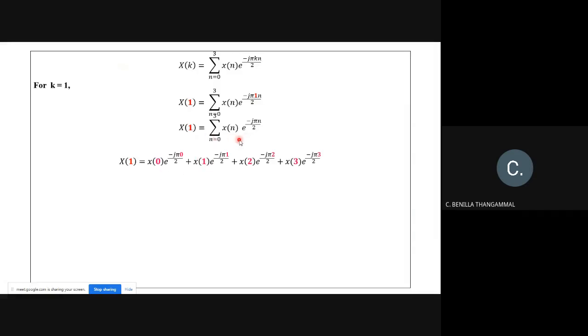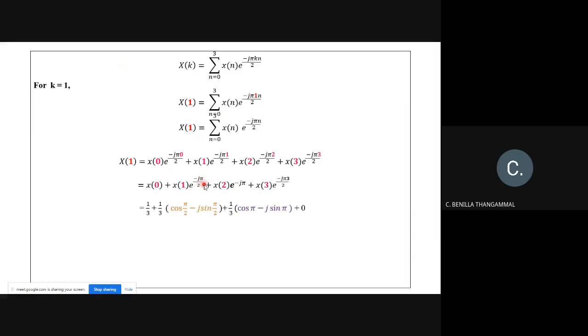Now I just expand the summation by substituting the value of n as 0, 1, 2 and 3. So wherever I have n, I'll be replacing your n as 0, 1, 2, 3. I have n here, x of n e power minus j pi n by 2. So I'll be substituting your n value as 0, 1, 2 and 3. So now e power 0 is 1. So x of 0 plus x of 1 into e power minus j pi by 2. Here 2 and 2 get cancelled, so e power minus j pi. And here it is 3 pi by 2.